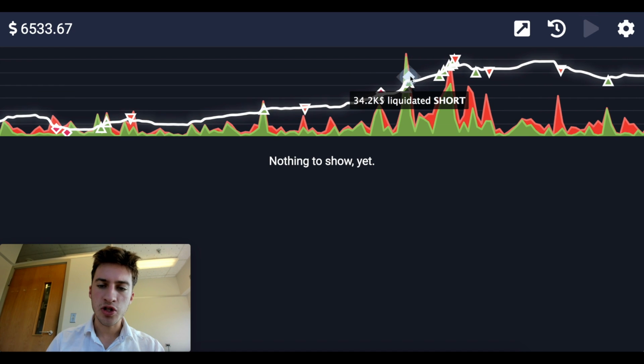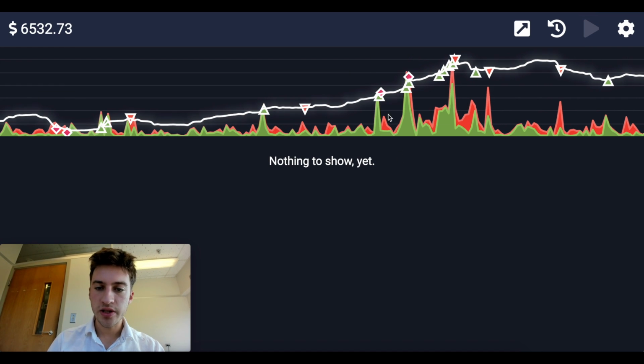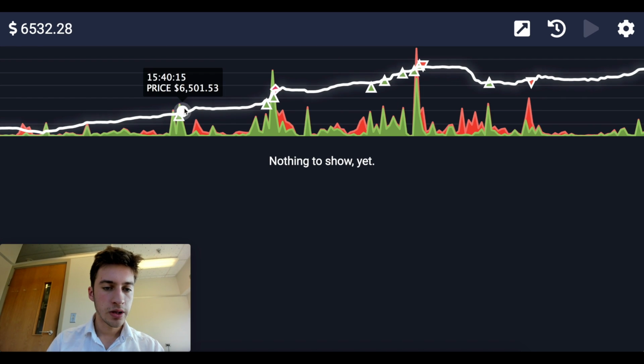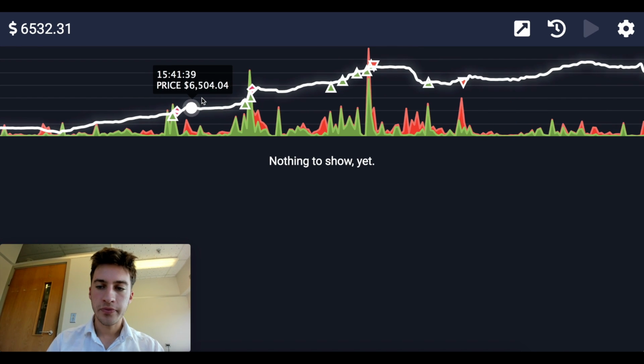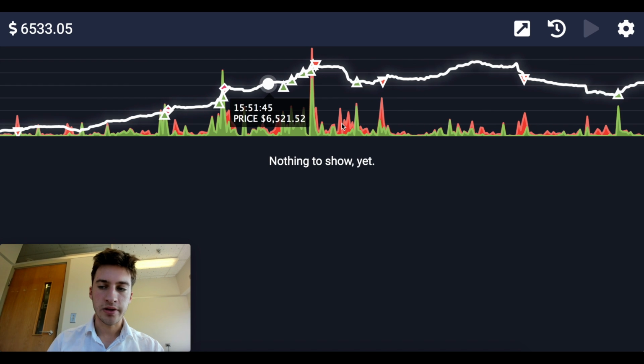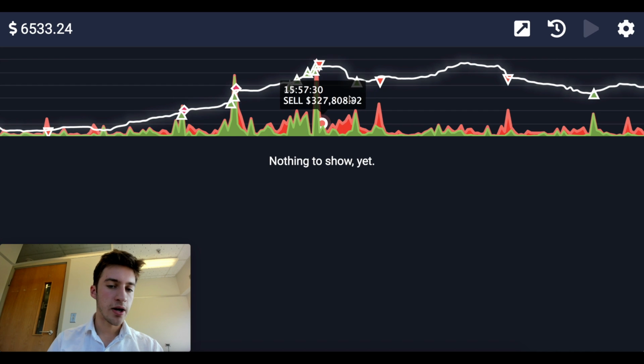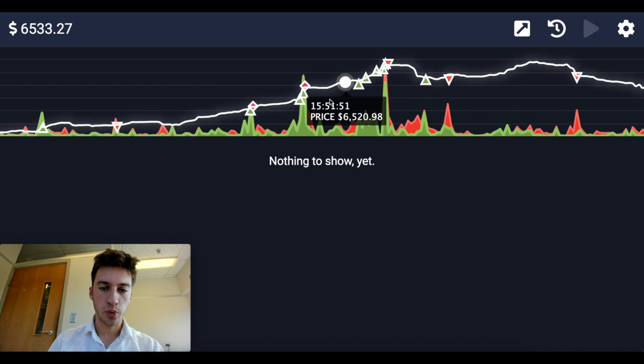Additionally, you can see these diamonds here are liquidations. A red one is going to be a liquidated short, as you can see here. And we also have liquidated longs on this data as well. So basically you can just zoom in, zoom out, and scroll using this tool as well.